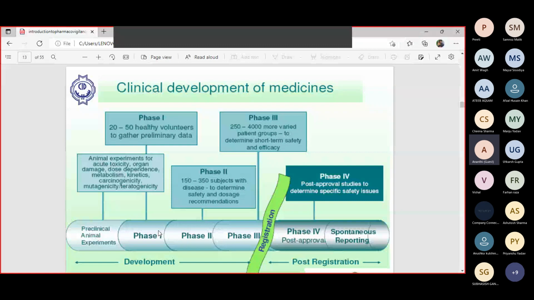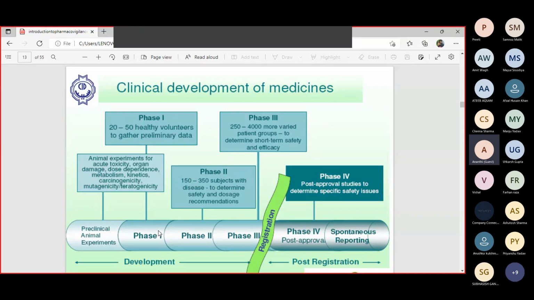So in phase 4, the drug enters the market, and in real life behavior you're going to analyze how safe the drug is. You're going to analyze it. So all this safety data, pharmacovigilance is going to capture and report to the government separately. In clinical trials, they will be reporting separately through the clinical database.